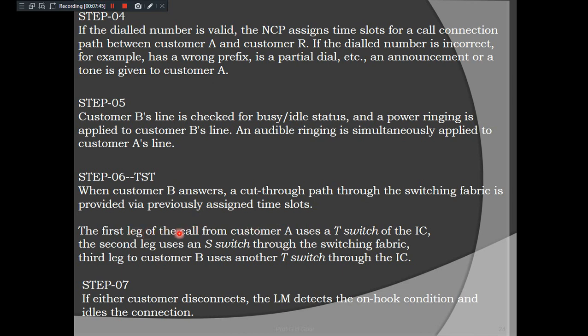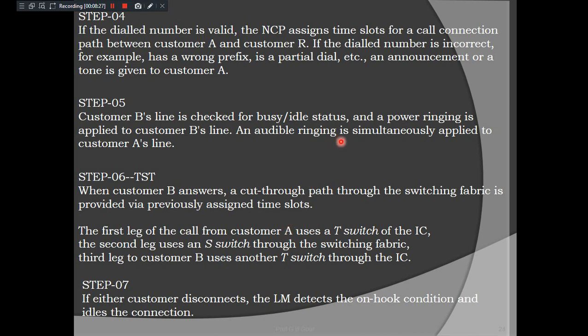Means the first leg of call, the first stage of call establishment, is the call from A using the T switch of the IC. The call origination request is taken by a T switch, means with the help of this switching, A is connected to CO. Okay. The second stage is the S switch through the switching fabric, which is used to find the shortest path between A and B. And the third stage is B is connected through the T switch. Means the switching fabric is acting like a space switch, and the two customers are connecting one after the other to the common office through a time switch.